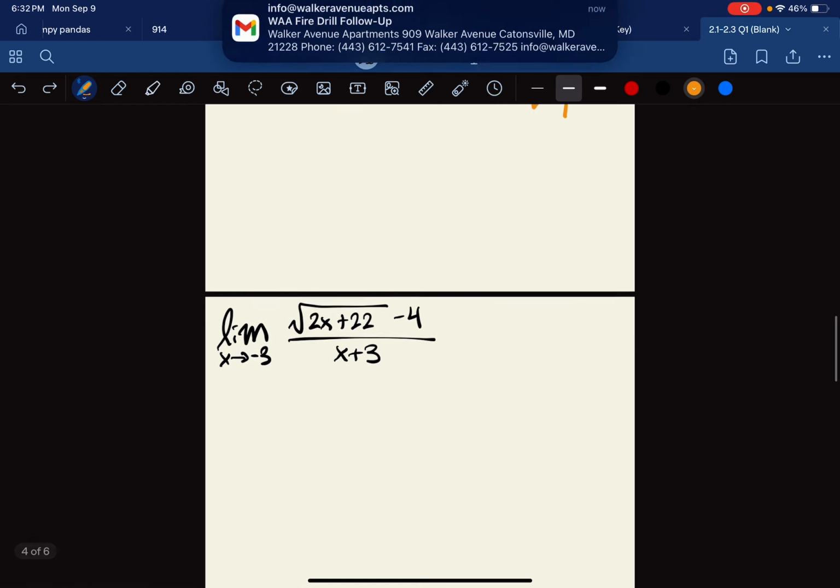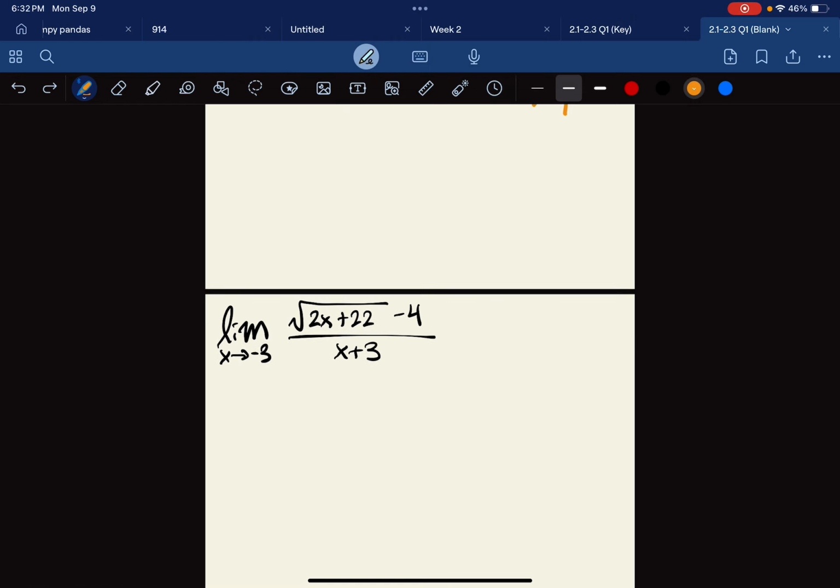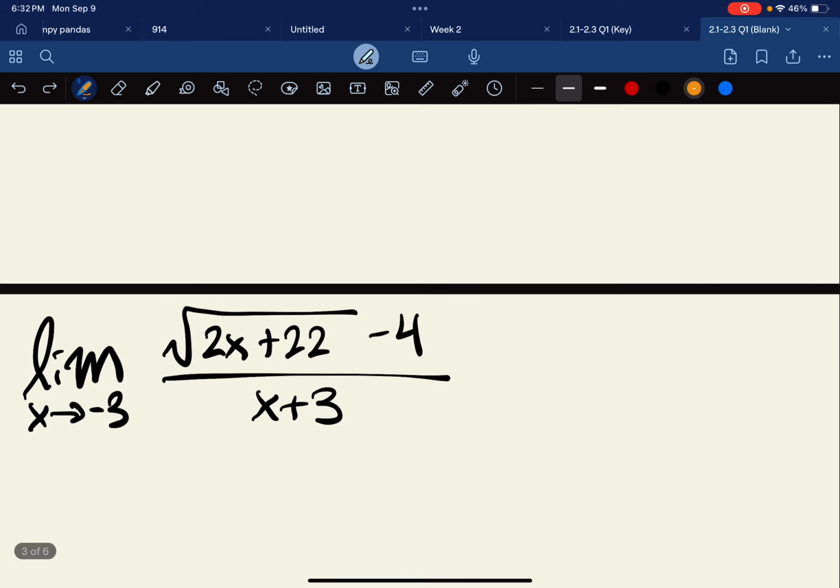So similar thing here, but you're going to be using a different strategy called multiplying by the conjugate. The giveaway that you want to use multiplying by the conjugate is you're going to have a square root plus or minus a constant term. To find the conjugate, you just flip the sign on the constant term. So the conjugate of the square root of 2x plus 22 minus 4 is going to be the square root of 2x plus 22 plus 4. You just literally take that negative, make it positive. If it were positive, you would make it negative. You just flip that sign.